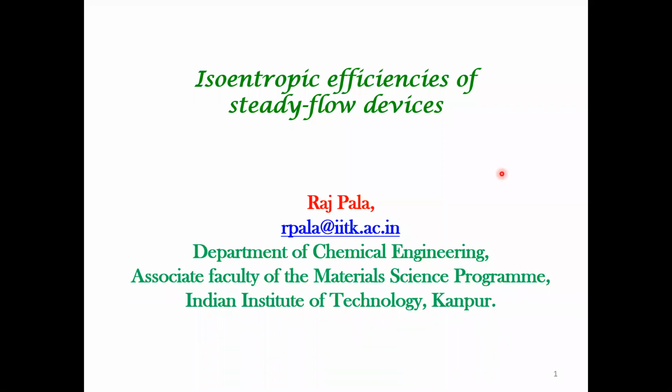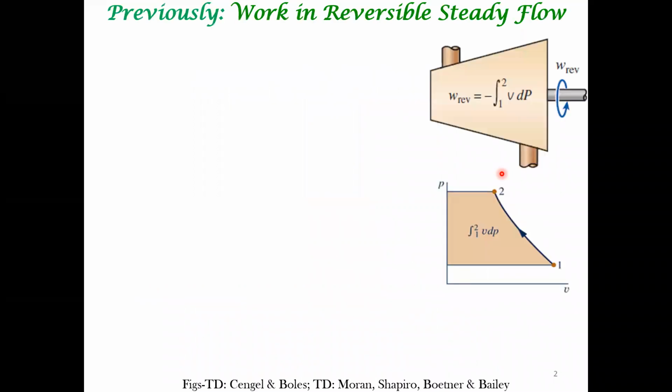Isentropic efficiency of steady flow devices will be the focus of this lecture. In the previous lecture, we tried to derive the work expressions for a reversible steady flow system. We had earlier looked at the work interaction for a quasi-static process in the first part of the class, and then we showed that it was of the form PdV.